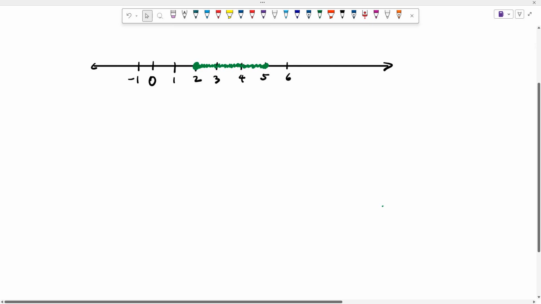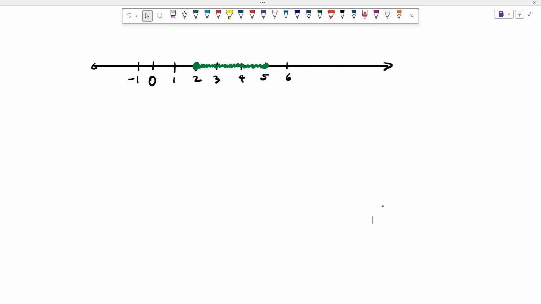Okay, I got a number line here, and how many numbers are there on that green? Infinite. Oh, like integers or like numbers, so real numbers. Infinite. There is infinitely many numbers there.